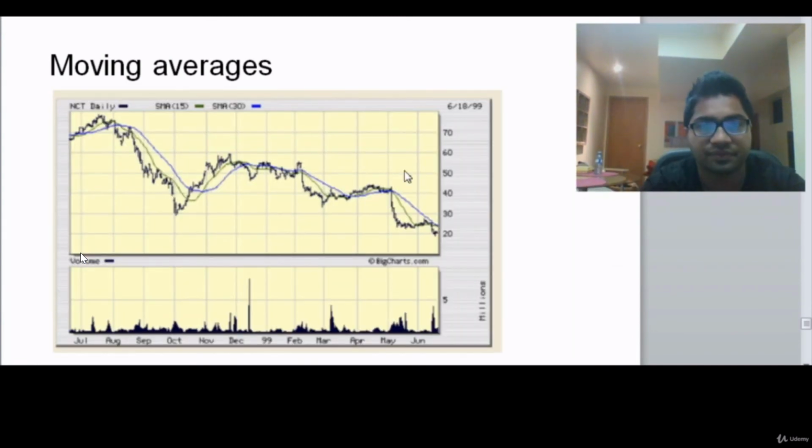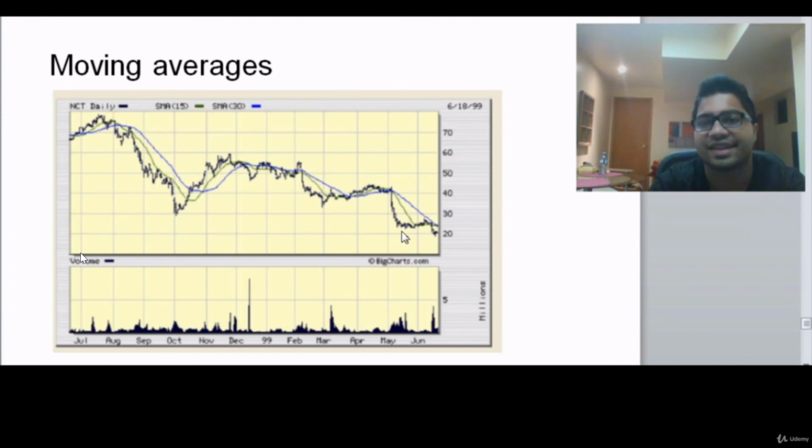For example, this blue line is the moving average line and this is the stock line. So if stock crosses this blue line and goes up, it's a buy signal. If stock crosses this blue line and goes down, it's a sell signal.